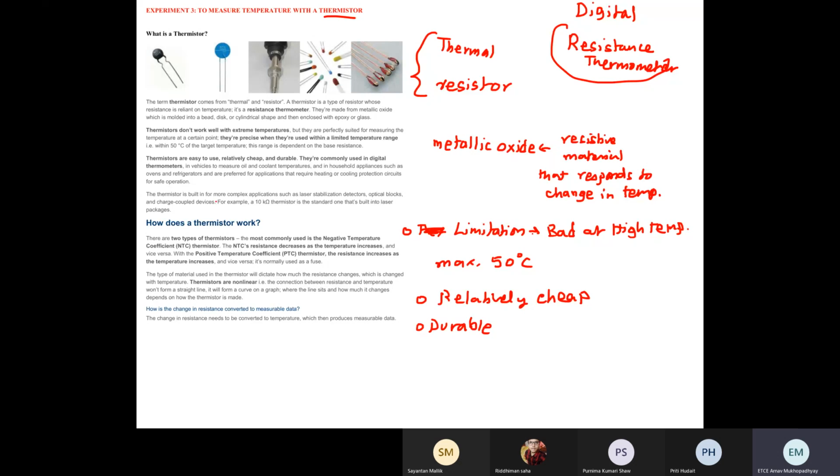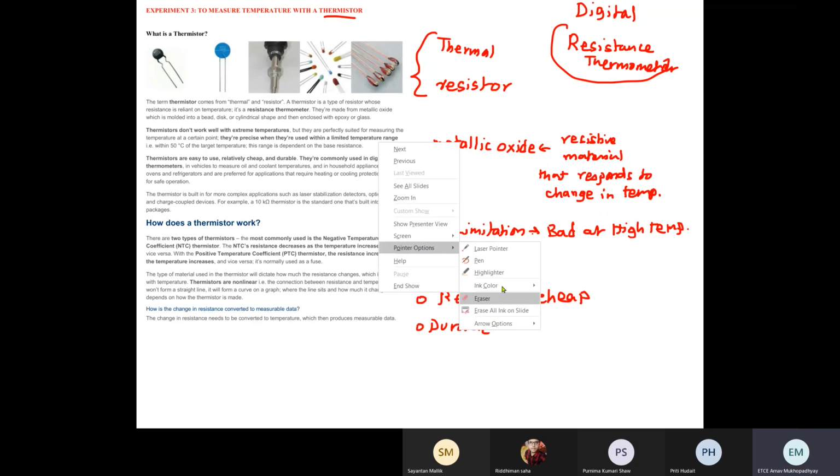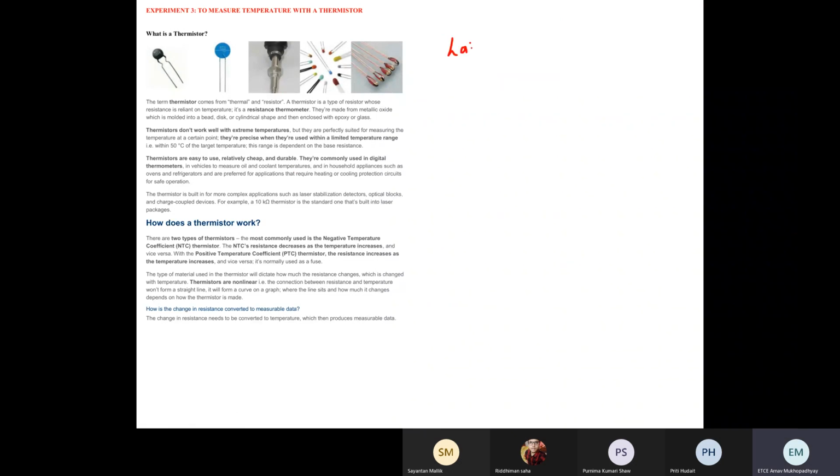Another is my field. It's also used in laser devices, especially gas laser. In laser, thermistor is used for checking temperature and stabilizing the laser device. And they are also used in charge coupled devices. Generally, a 10 kilo ohms thermistor works best for laser devices.